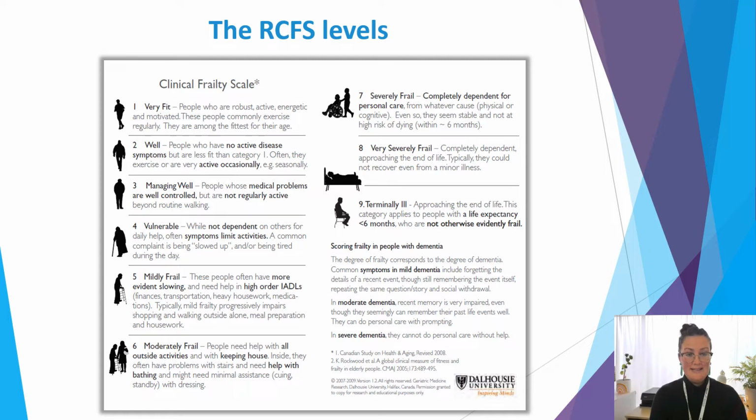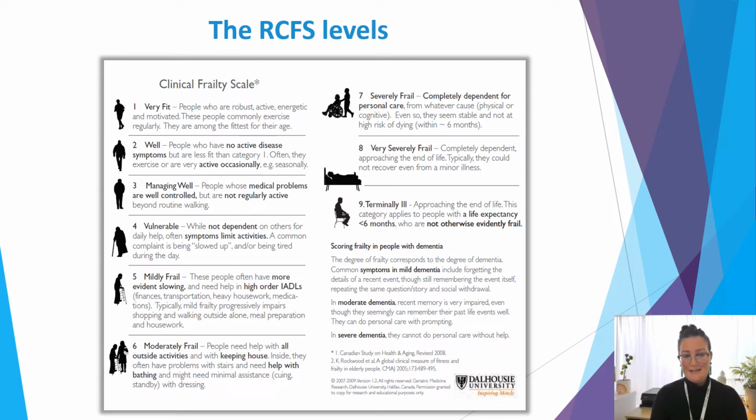As they increase down to level 4, their physical activity is starting to decline, and they're starting to need more healthcare. As we get to level 5, 6 and 7, we can see that there's increasing physical and cognitive support required for them. And level 8 is someone who's very severely frail. Typically they could not recover from even a minor illness.